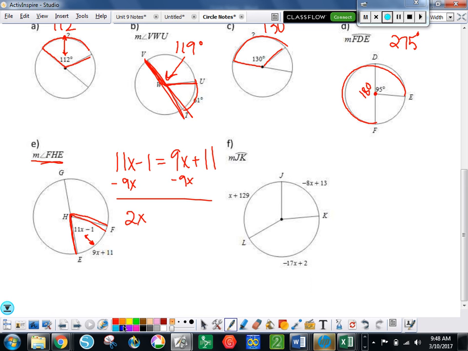Can I add this one at the same time so I don't have to keep rewriting things? So it equals 12. So x equals 6. This is not my final answer. Now I'm trying to find the angle FE or FHE. Does it matter which one you plug it into? No, because they're the same. Actually, probably easier to plug it in there. 66 minus 1.